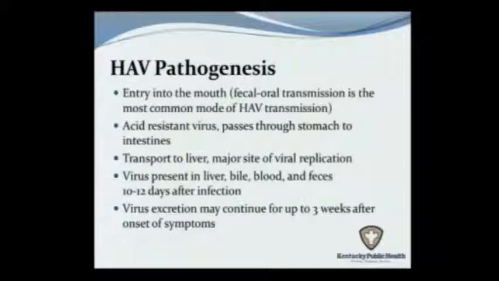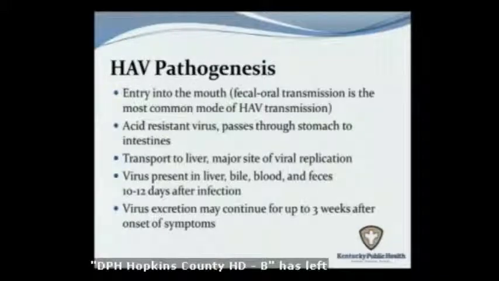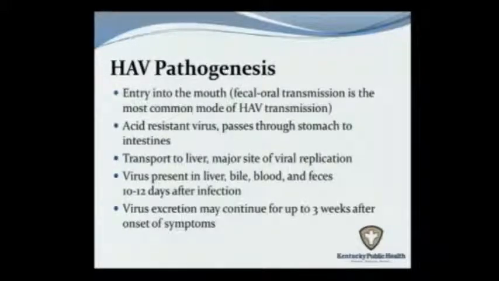The process for hepatitis A, of course, it enters into the mouth. It's fecal-orally transmitted. That's the most common mode of transmission for HAV. It is an acid-resistant virus, so it will pass through the GI tract. There may be some replication that occurs in the GI tract, but mostly it will get transported to the liver, which is the major site of viral replication.